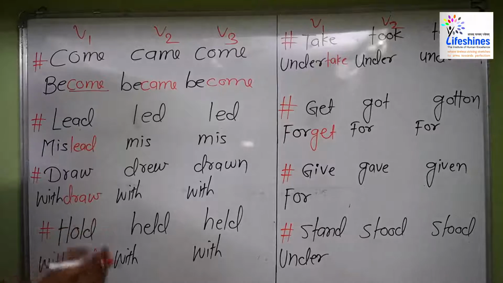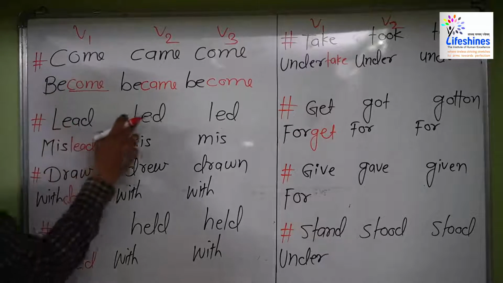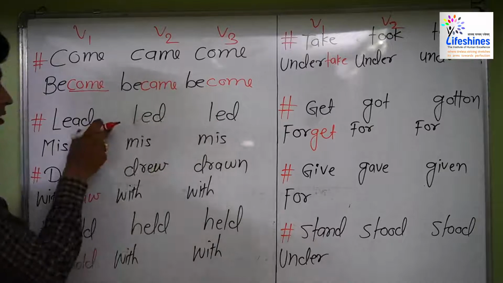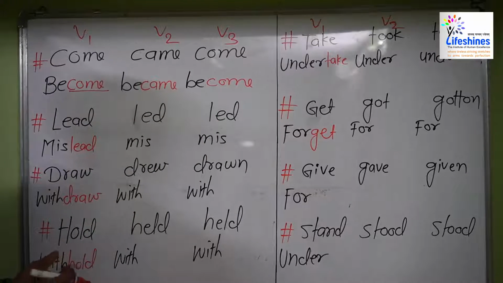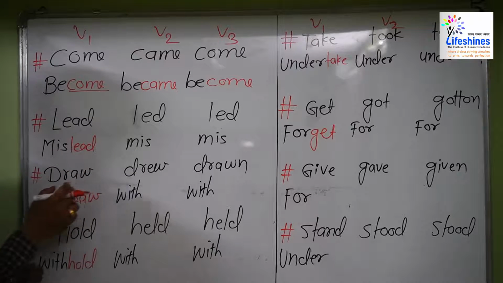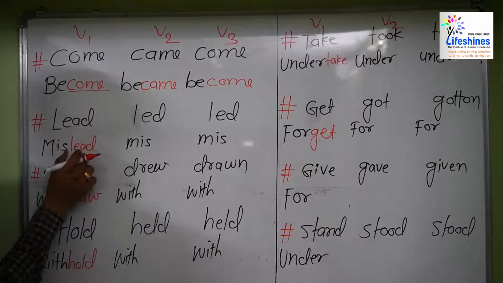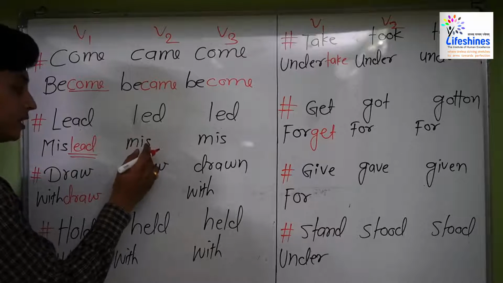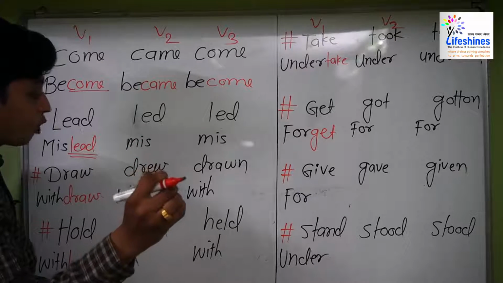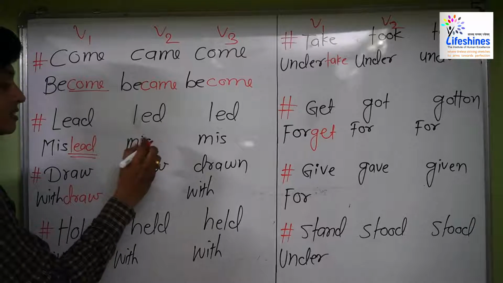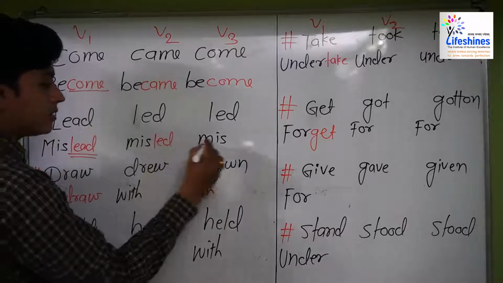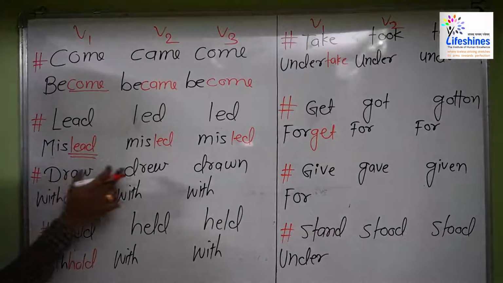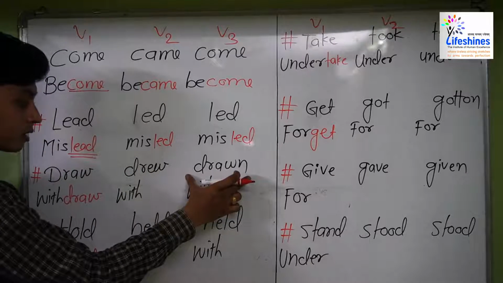So simple. The same way there is lead, led, led. If you know this second and third form of lead, it will be very easy for you to form the second and third form of mislead. In that also there is a lead, and obviously now it is very much predictable for all of you. Mislead, mislaid, and mislaid.